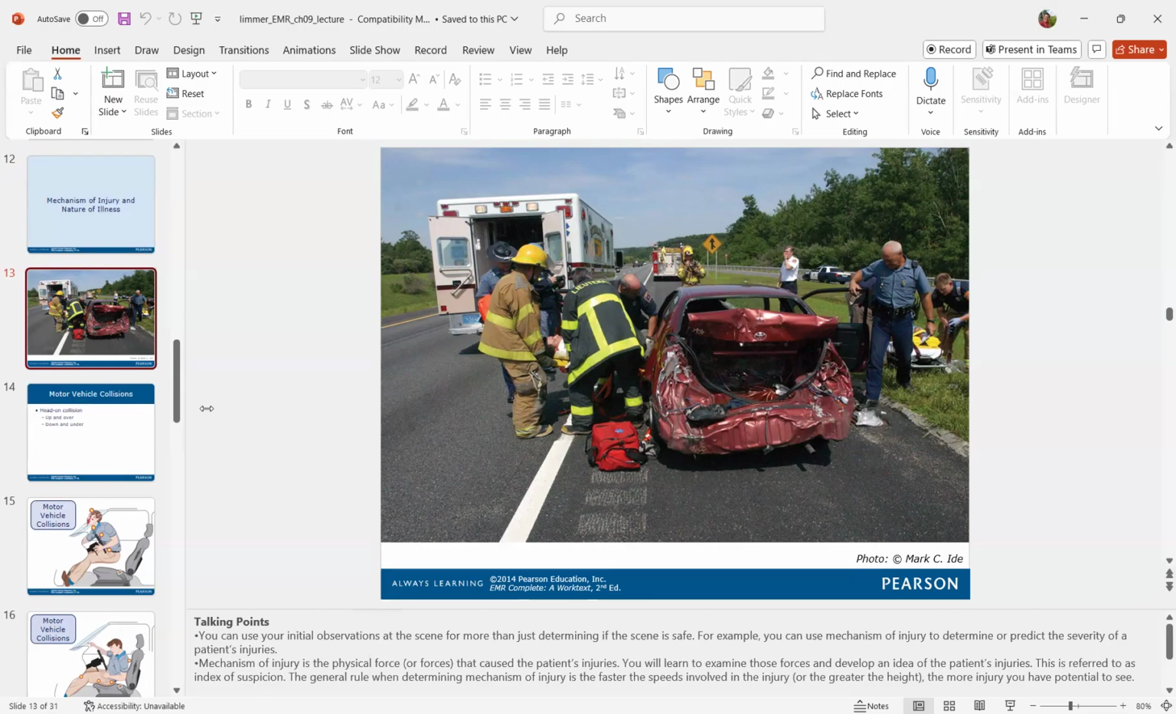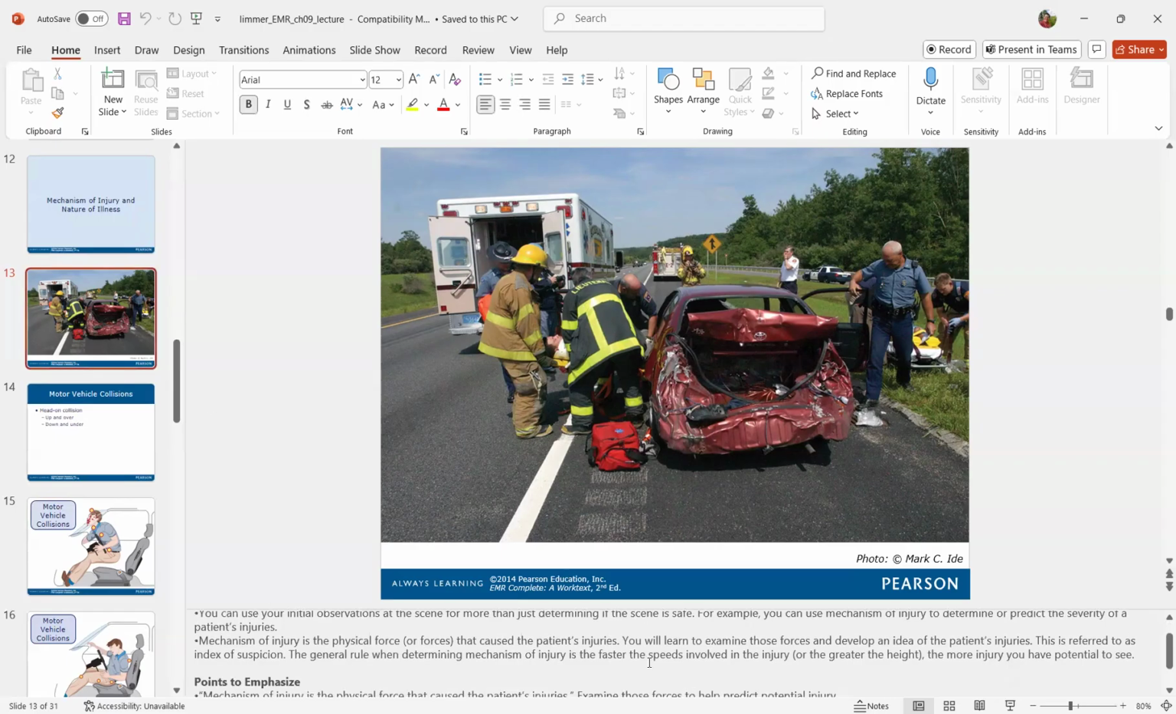Judging by this, they got rear-ended, maybe they rolled, so we can start guessing what's going on with our patient's injuries, coming up with our index of suspicion. Mechanism of injury is the physical force or forces that cause a patient's injuries. We're going to learn to examine some forces and develop an idea of the patient's injuries. This is referred to as index of suspicion. The general rule is the faster the speeds involved, or the greater the height of somebody falling, the more injury potential we see in these patients.